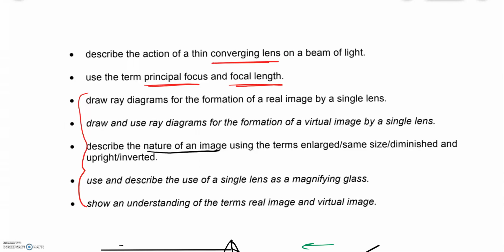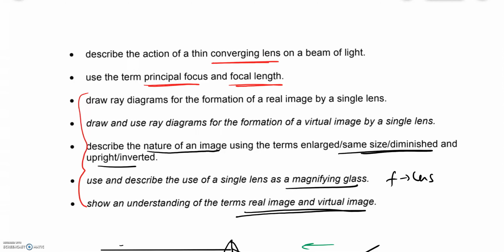What does the nature of the image mean? Well, that's what I talked about earlier, whether it's real, virtual, upright, inverted, and so on. In fact, there we are, it tells you over here. The magnifying glass was the last example when it was between F and the lens. And we talked about real and virtual images. Remember, the way to know real is where the light rays actually pass through, whereas virtual, you have to dot the rays back, and it's where they meet.